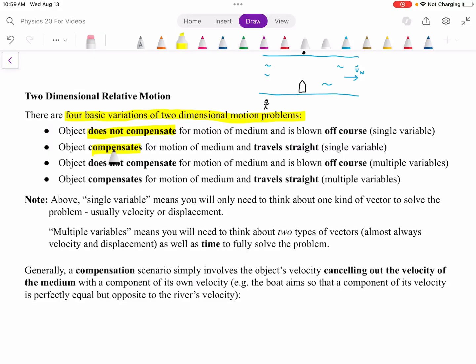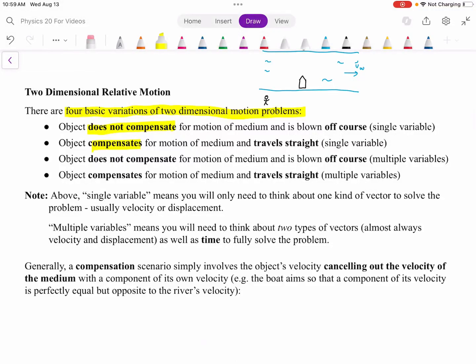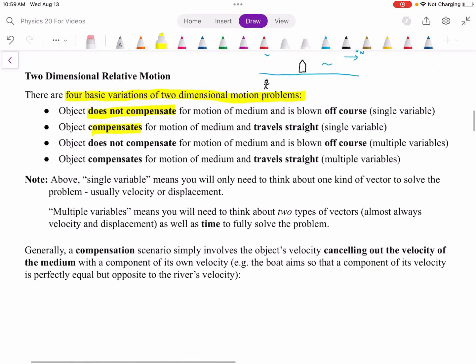Or the object could compensate for the motion of the medium, and as a result, it manages to overcome the fact that the water is moving. It corrects for the motion of the water and gets to its intended target. Okay, we'll look at those in a bit more detail here. This is just a general overview. And then we can have off-course and compensation problems as well.